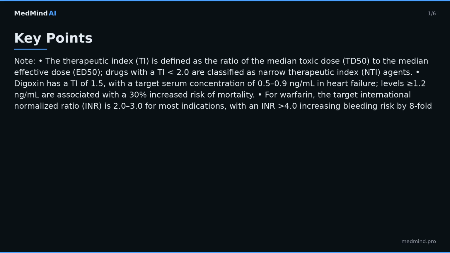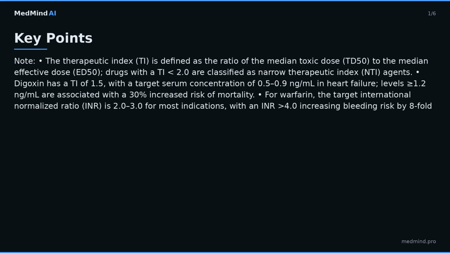Tacrolimus whole blood trough levels should be 5 to 15 nanograms per milliliter in liver transplant recipients during the first month, with levels less than 5 nanograms per milliliter increasing rejection risk by 40%. Amiodarone, though not routinely monitored by serum levels, has a half-life of 58 days and requires ECG monitoring for QT prolongation greater than 500 milliseconds, which increases torsades de pointes risk by 6-fold.